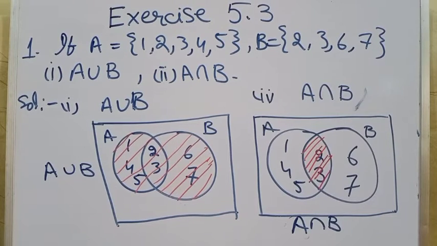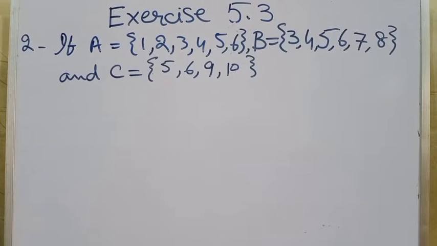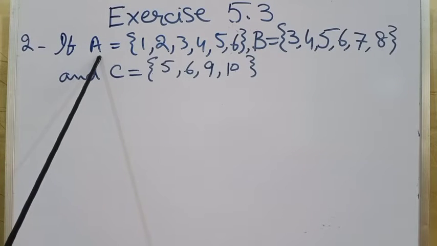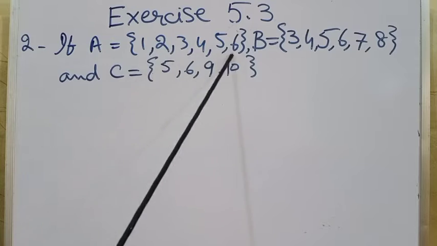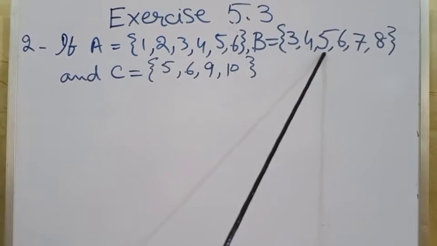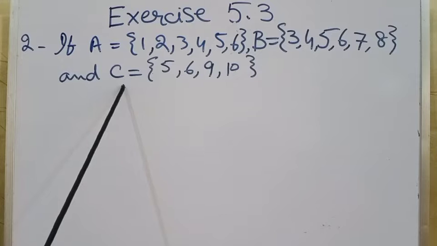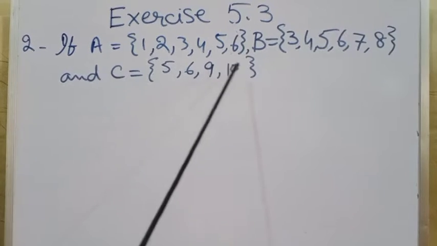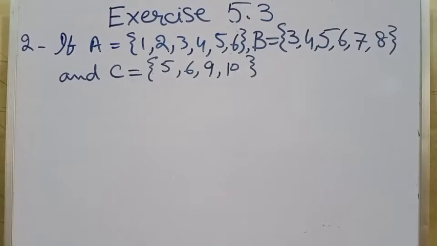And we complete this question. Next we have question number 2. If set A has elements 1, 2, 3, 4, 5, 6 and set B has elements 3, 4, 5, 6, 7, 8 and set C is equal to 5, 6, 9, 10, then verify with the help of a Venn diagram.